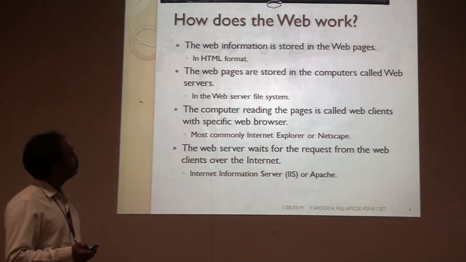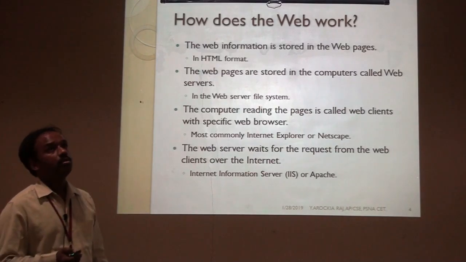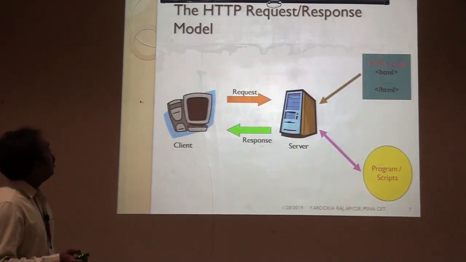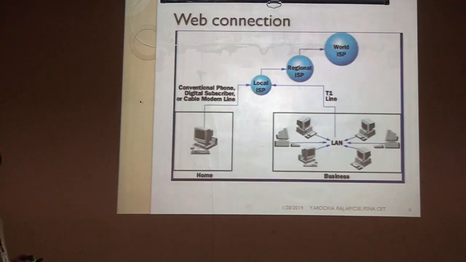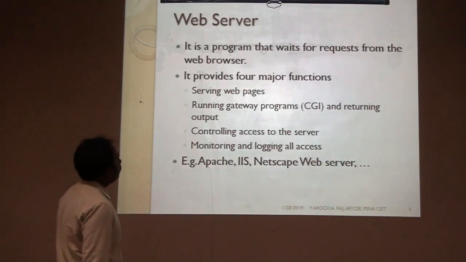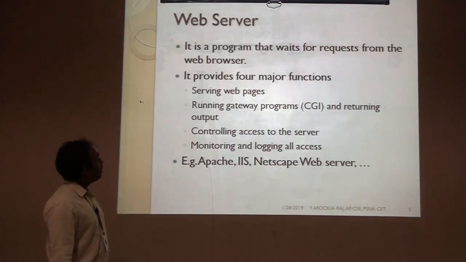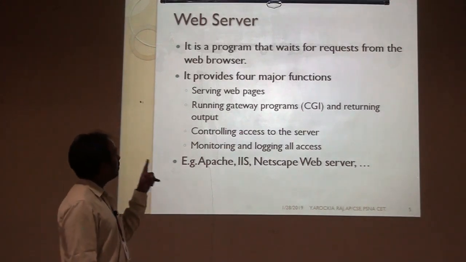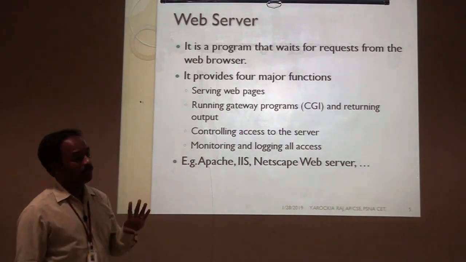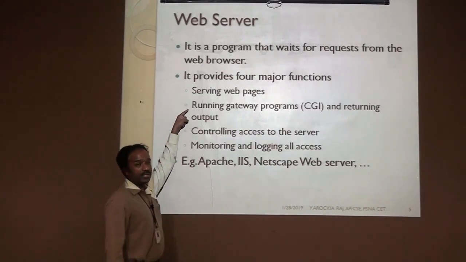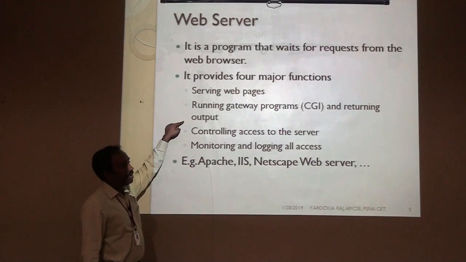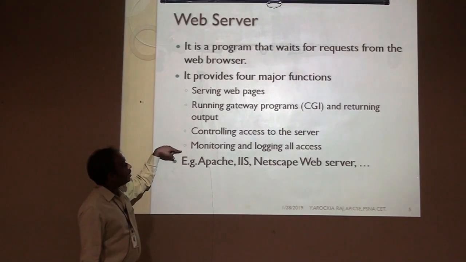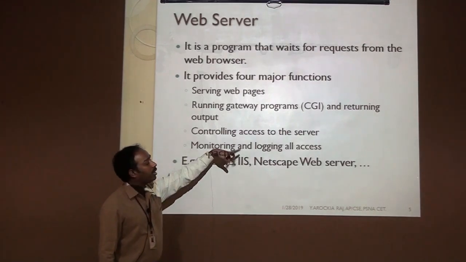And then the web server. A web server is a program that waits for requests from the web browser. It provides four major functions. One is serving web pages, the second is running gateways, that is CGI, the third is controlling access to the server, and the fourth is monitoring and logging all accesses.